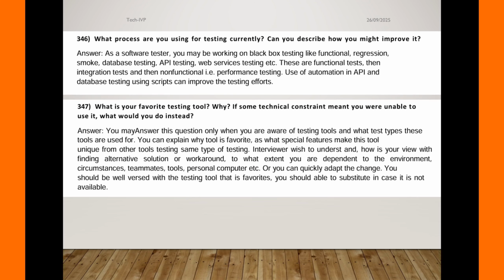Okay, the next question, what process are you using for testing currently? It totally depends on you. In your current organization, what process are you following? But if you have not answered, then you can take reference from here. You can use black box testing like functional, regression, smoke, database testing, API testing, web service testing, etc. These are functional tests, then integration test, and then non-functional testing, for example performance testing. Use of automation, API and database testing scripts can improve testing efforts.